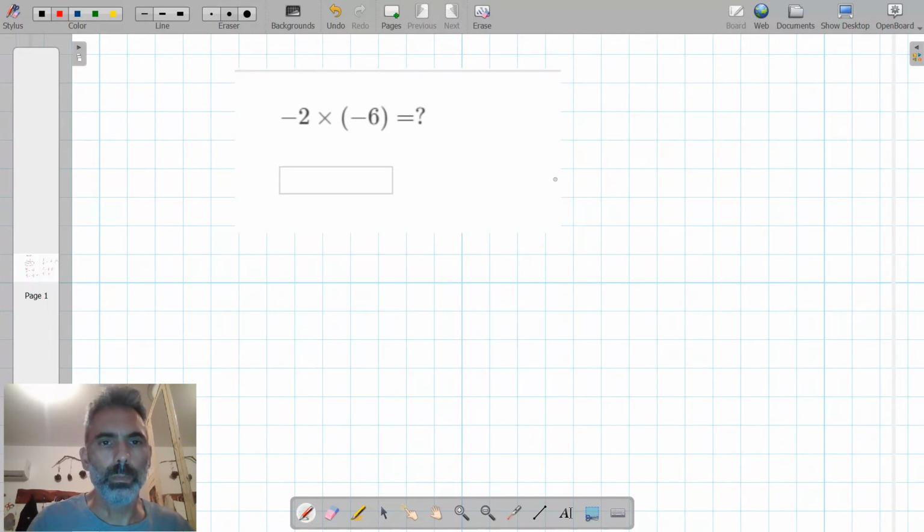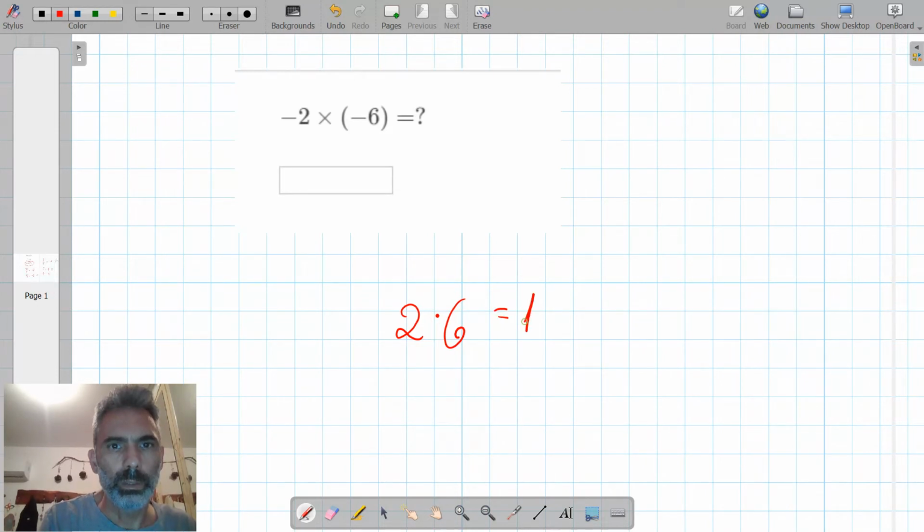Minus 2 times minus 6. Okay, so we have a negative times a negative. So 2 times 6 equals 12. Minus 2 times minus 6 is also 12 because a negative times a negative is a positive, so the result is 12.